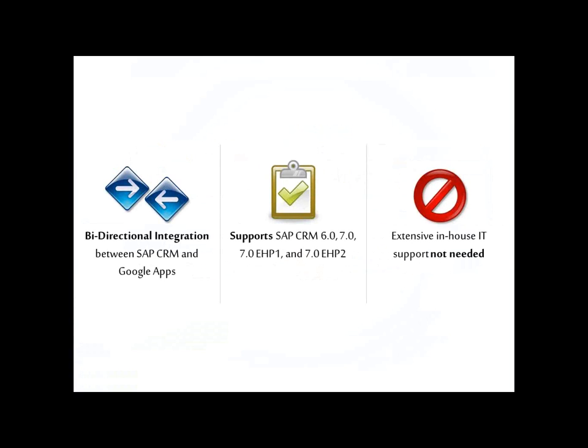As I already talked about, these are the versions of SAP CRM that are supported. By nature of being a cloud app, you don't need extensive in-house IT support. For example, to work with the Google Apps, you need experienced Python developers and all those things. You don't need to build them internally, because we take care of that. Once the customers start using G-Connect, it's our responsibility to make sure that the app is up to date.